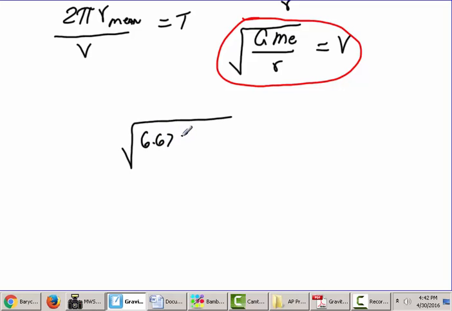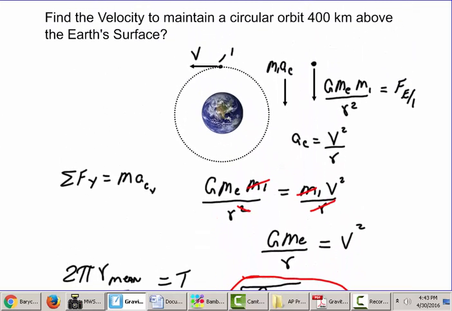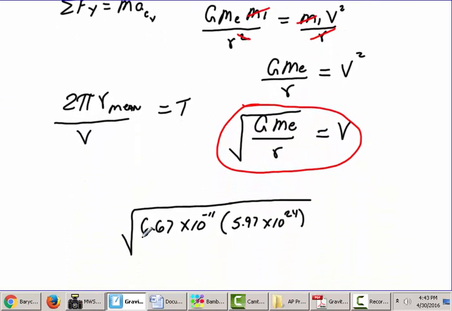6.67 times 10 to the minus 11th. And again, I'm leaving units out, times the mass of the Earth. And we said the mass of the Earth was 5.97 times 10 to the 24th kilograms. And we're going 400. Now you cannot use the 400. You're going from the center all the way up to here. So we need to include the radius of the Earth.